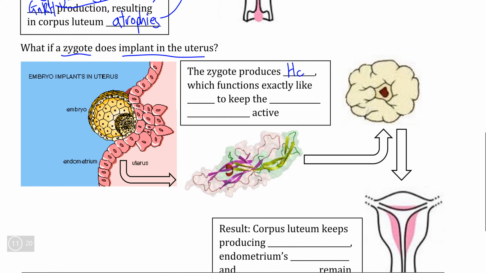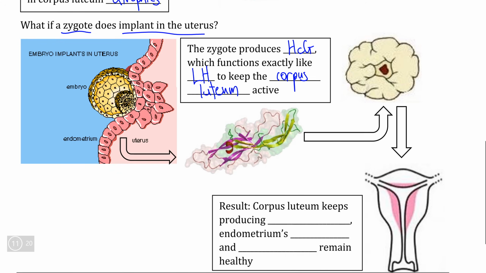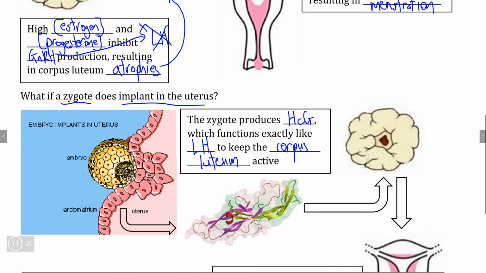Well, recall in the last video that the zygote produces a hormone called human chorionic gonadotropin, and that means that human chorionic gonadotropin prevents this entire process, because HCG basically has a same, if not similar, structure to LH, to luteinizing hormone, and the job of luteinizing hormone is to keep the corpus luteum functioning, and therefore to keep the corpus luteum producing progesterone.